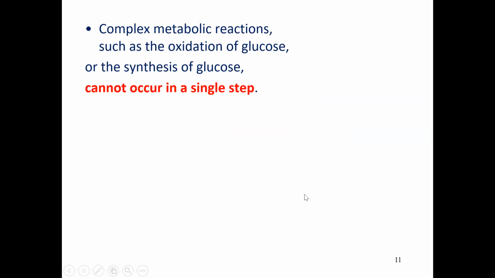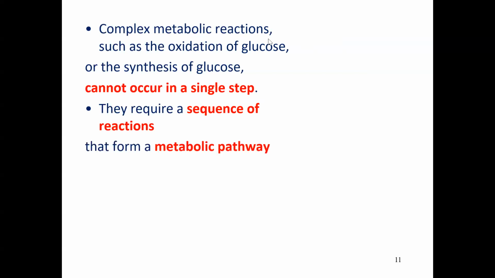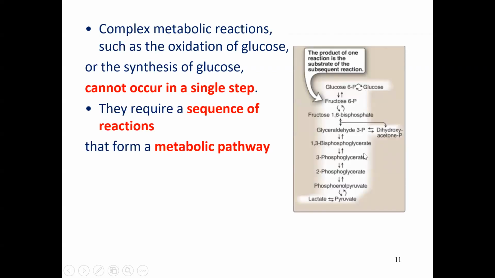Okay, so you need to understand that these complex metabolic reactions, like the oxidation of glucose that I have just mentioned, or even the synthesis of glucose, they don't occur in one step. It's not like your high school chemistry. You have one reaction. No. In metabolism, you have a series of reactions, or what we call a sequence of reactions. So these series or sequence of reactions form what we call a metabolic pathway. So what do we mean by pathway in biochemistry? So this is a pathway.